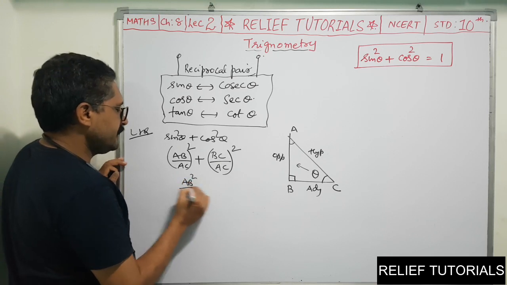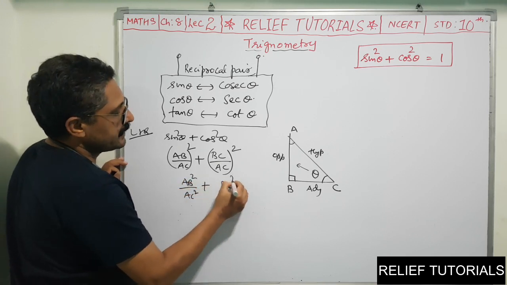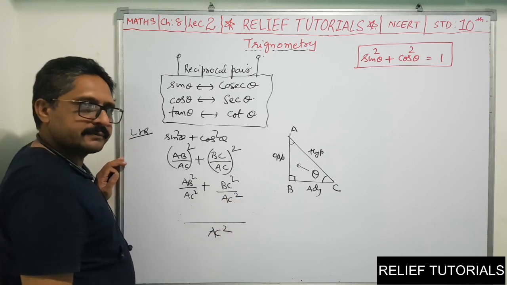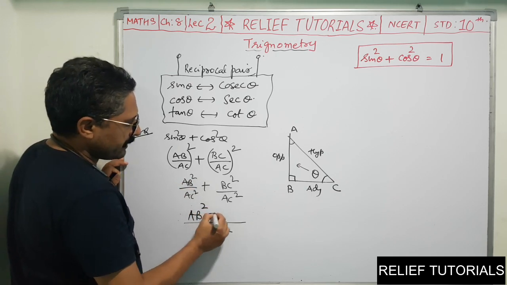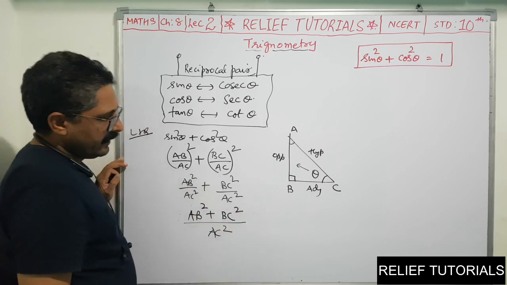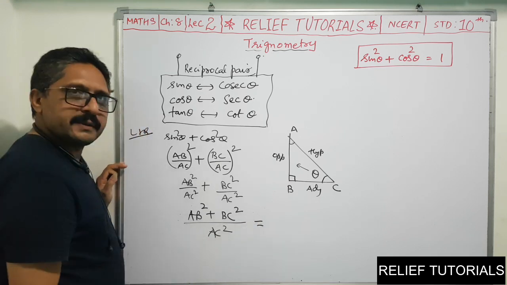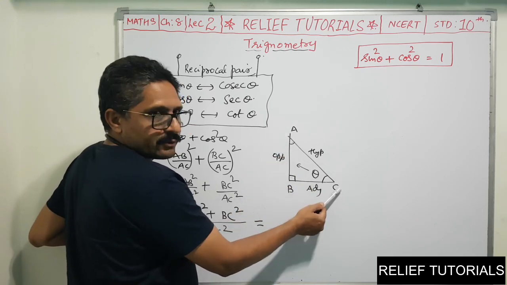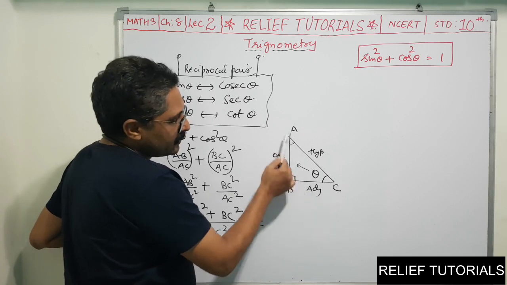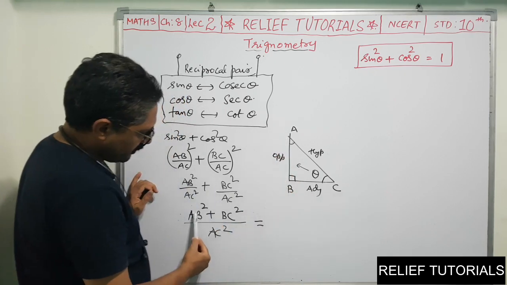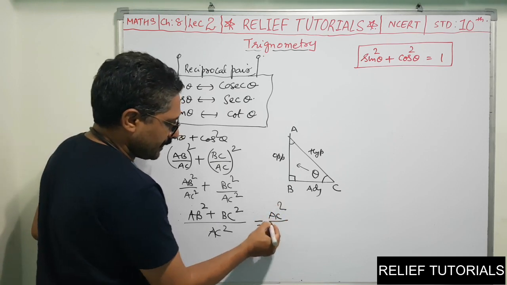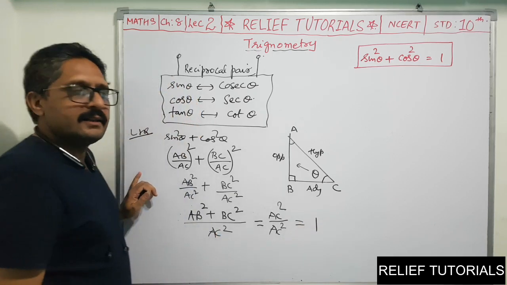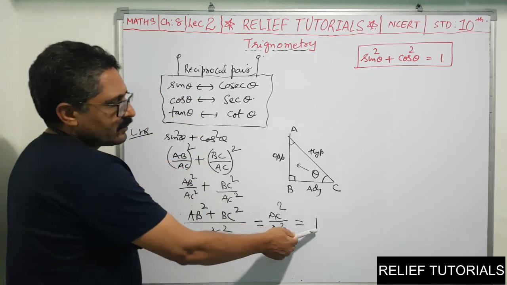Now I can write this way: AB square upon AC square plus BC square upon AC square. Taking the LCM, which is AC square, I get AB square plus BC square upon AC square. Now what is AB square plus BC square? Being a right angle triangle, AB square plus BC square is equal to AC square according to Pythagoras theorem. So we have AC square upon AC square, which is equal to 1.